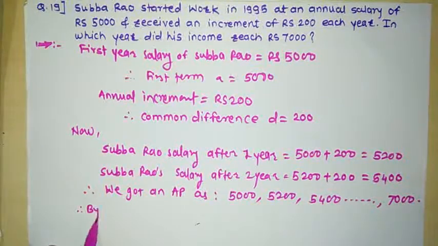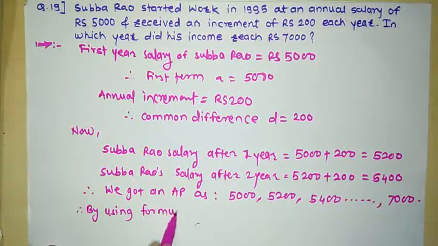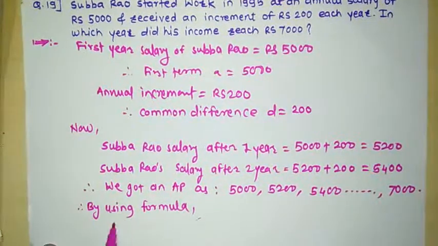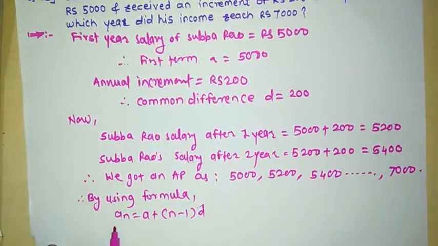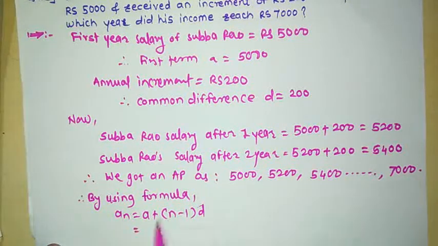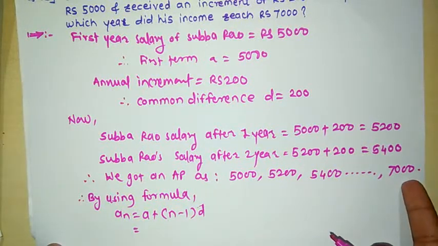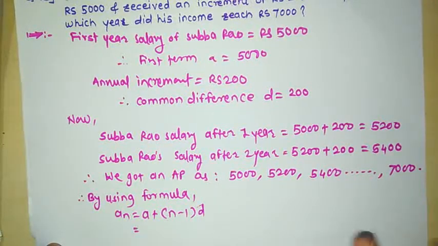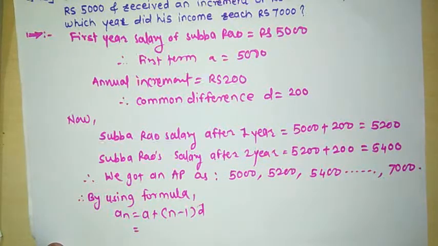Therefore by using the formula a n is equal to a plus n minus 1 into d. Here, see here friends, what is a n here? a n is 7000, because we have to find 7000 is which term of the AP. Therefore we will put it as 7000 here.